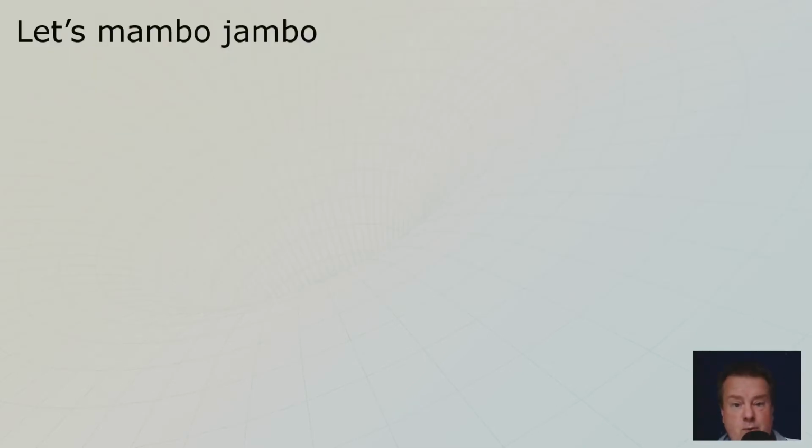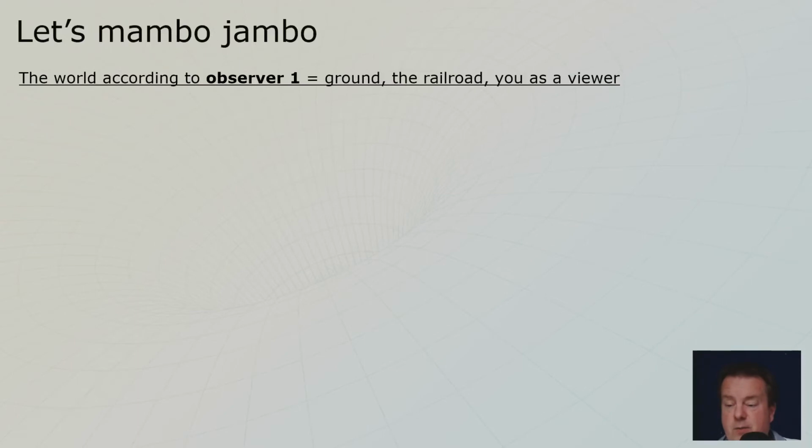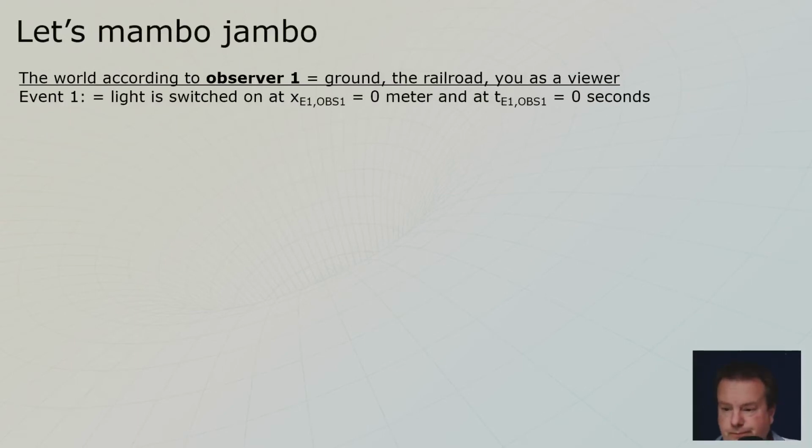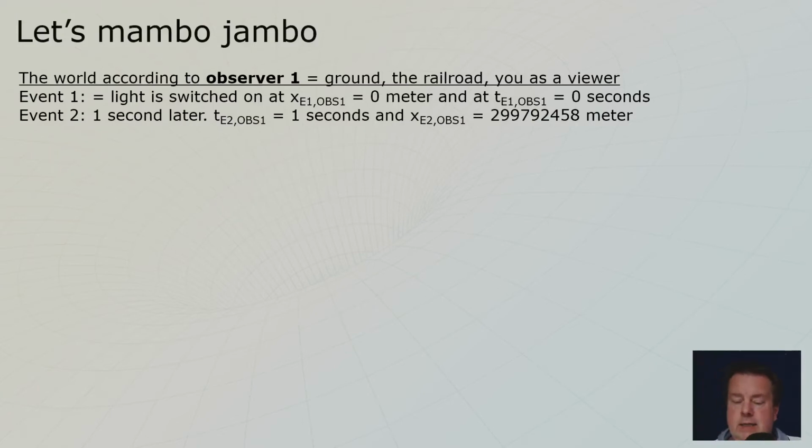Let's do the math. So here we go. We are observer 1, the ground. Our first event is at t is 0, and we switch on the light. The flashlight will be at x is 0 as well in our world. The second event is maybe 1 second later, and so our t will be 1 second.